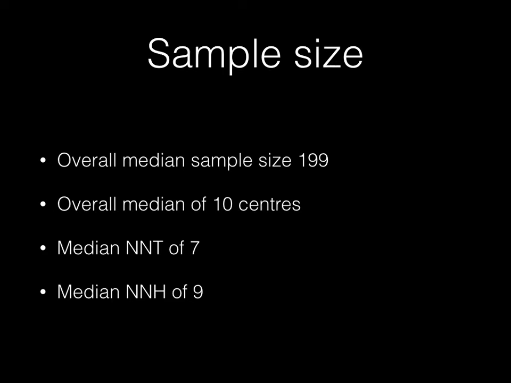The overall median sample size was 199, about 200. It's quite a good number, and some of them are in the thousands. The overall median was at least 10 centers involved, and the number needed to treat to get one patient benefit is 7. It's quite high. I am not going to explain NNT or NNH. The number needed to harm, the median, was 9. So these are quite good numbers. An NNT of 7 means very, very good results.